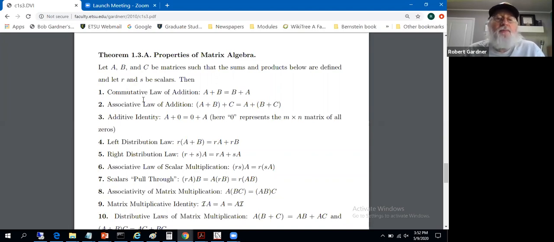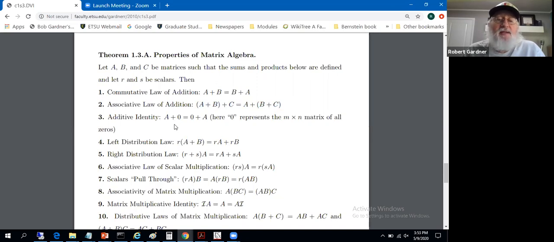Then commutativity law of addition. Sure, commutativity law of addition: matrix A plus matrix B equals matrix B plus matrix A. No surprises there, because adding matrices is easy. You just add their corresponding entries, and they're just real numbers, so the order doesn't matter there. So that doesn't surprise me, nor does an associativity law of addition. That doesn't surprise me in the least, because of the way you add matrices.